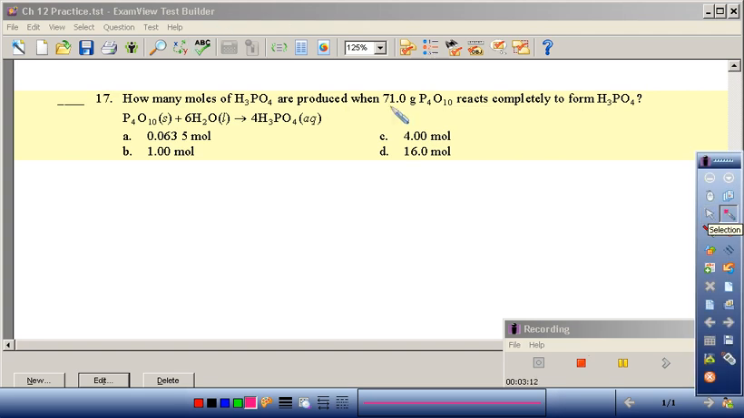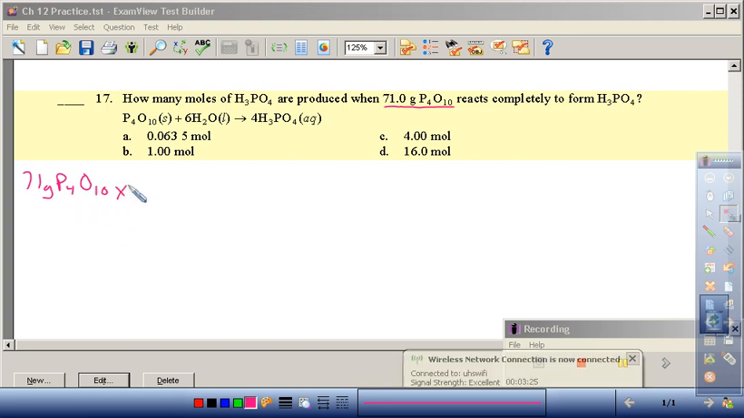Alright, my given, this much stuff reacts. So that's my given. I don't want this stuff. So I'm going to put it down there. And I do want moles. I can always go grams to moles. Actually, that's the only thing I can go to is grams to moles. How many moles? It's always 1 mole.